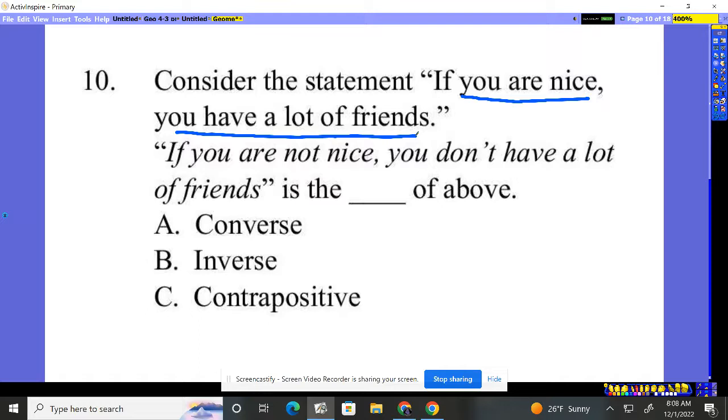Converse is where we simply switch the if and the then. Inverse is where we negate them. Contrapositive is where we do both. We flip them and negate them.